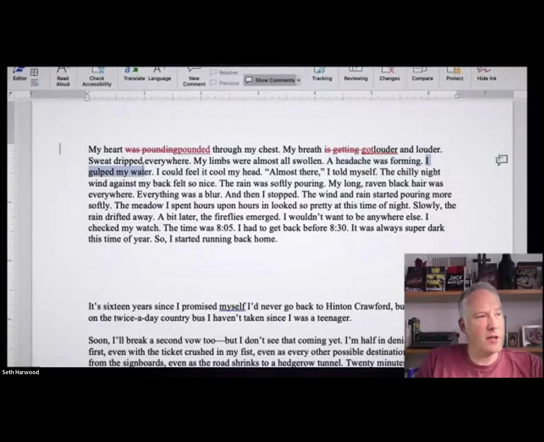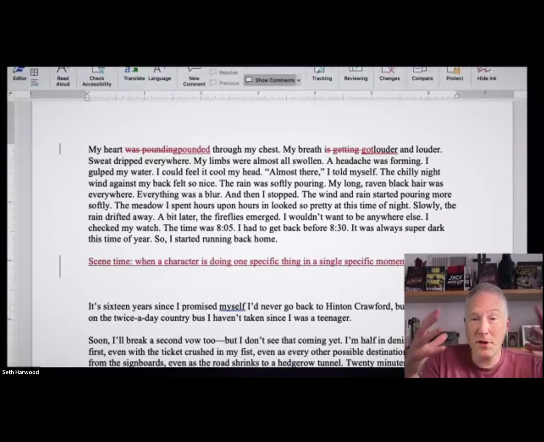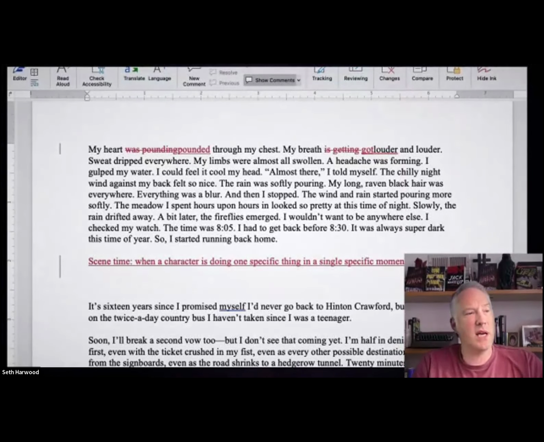"I gulped my water" is the first sentence to me that feels like a specific incident where a writer is doing one specific thing. So let's note that down. Scene time: when a character is doing one specific thing in a single specific moment. And this is great because when we start dealing with single specific moments in a story, we're able to create a rhythm and a chronology for readers.